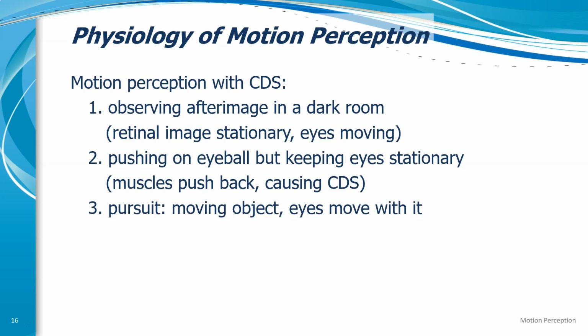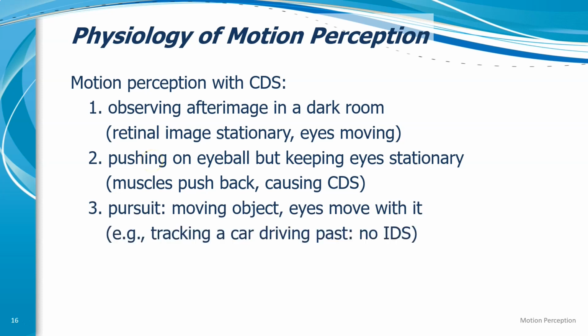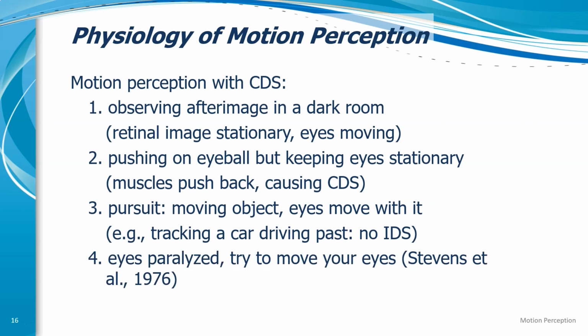Number 3 is one I've talked about already. It's pursuit. There's a moving object and your eyes move with it. So tracking a car, for example. The last one, again, is something that you shouldn't probably try. If your eyes are paralyzed and then you try to move your eyes. So again, don't do this at home, people, okay?